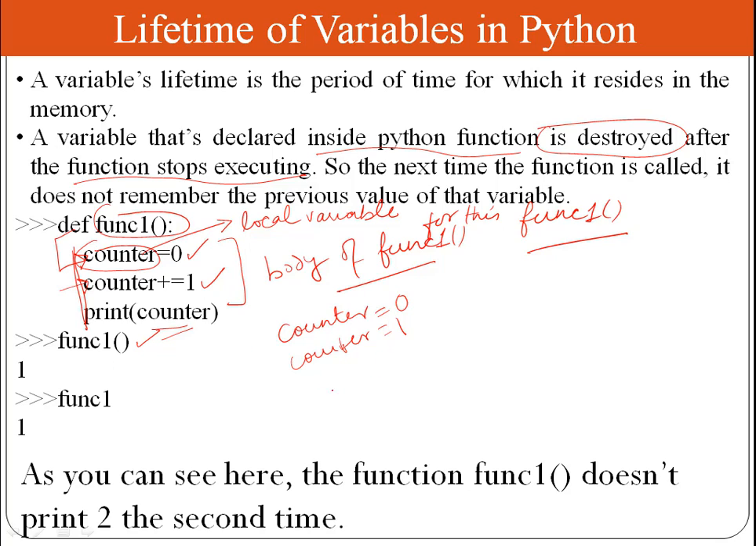But as the function comes out, wherever the counter was given space in the memory, it is taken back and it is not recognized. So the next time the function is called, it does not remember the previous value of that variable. Okay, let's take another real life example.